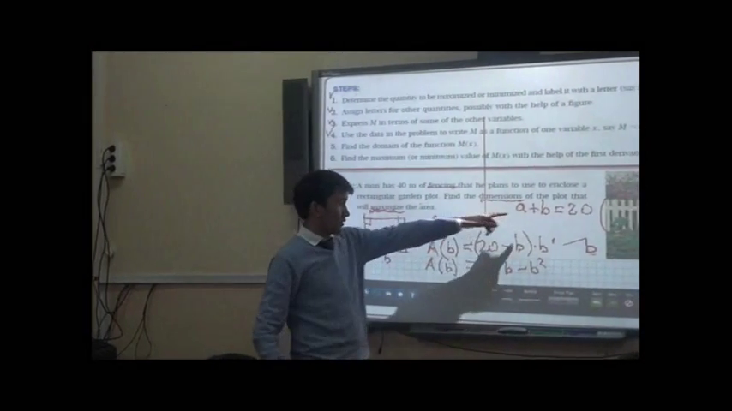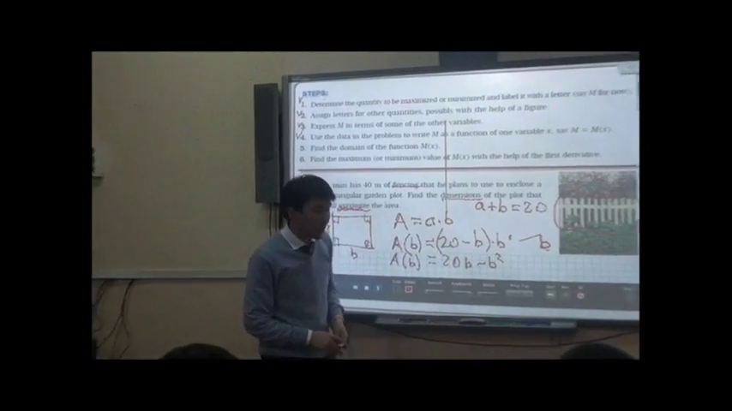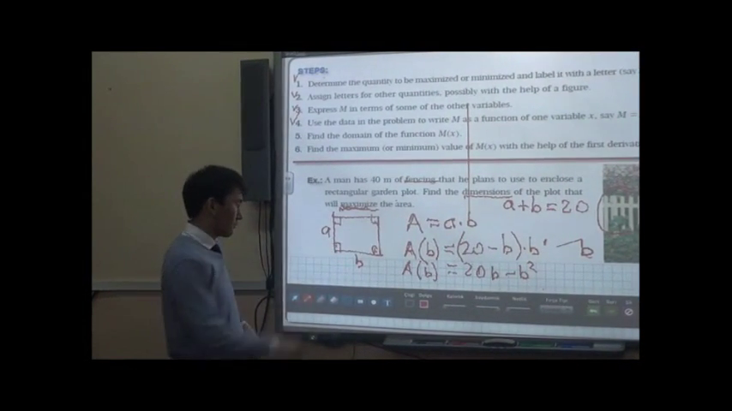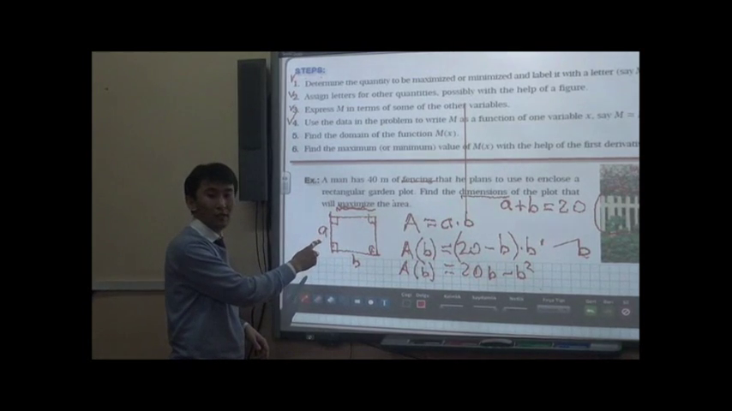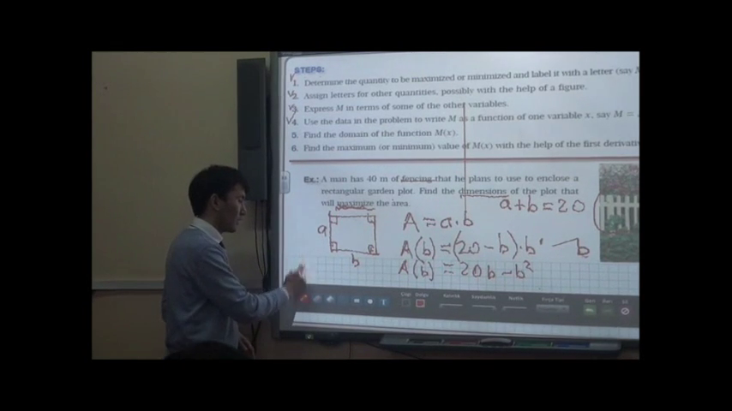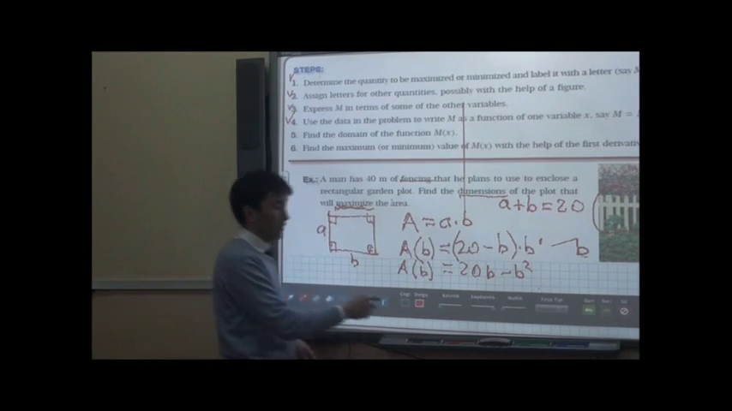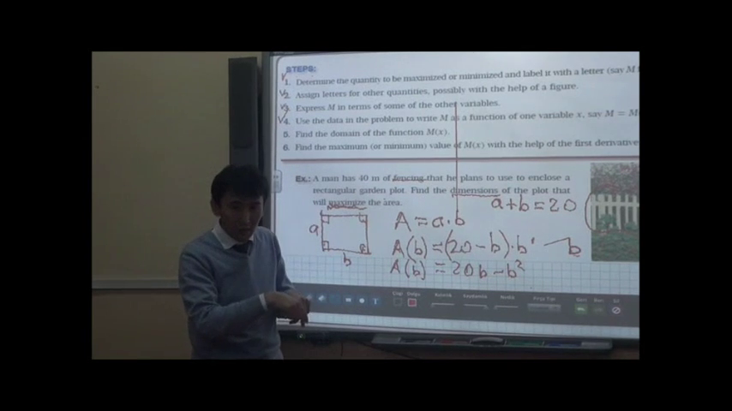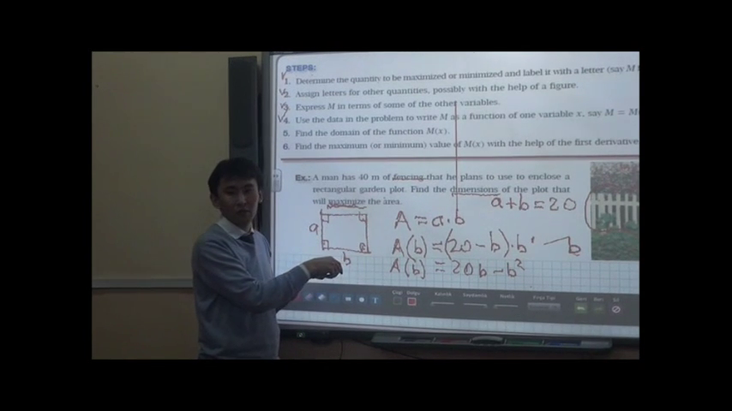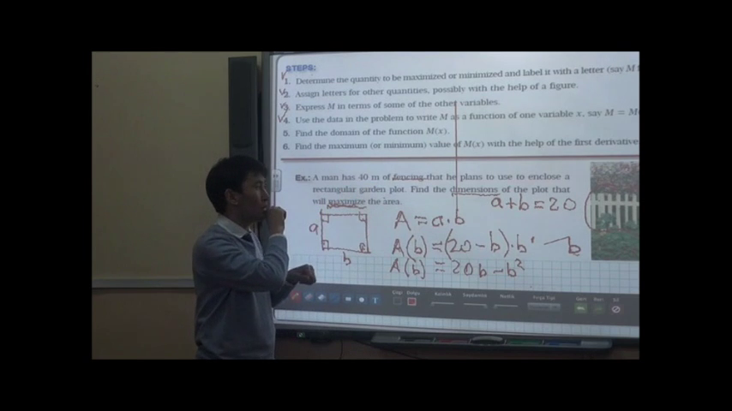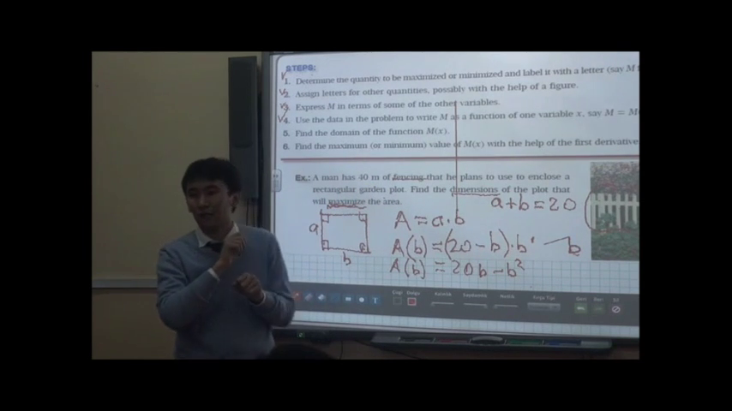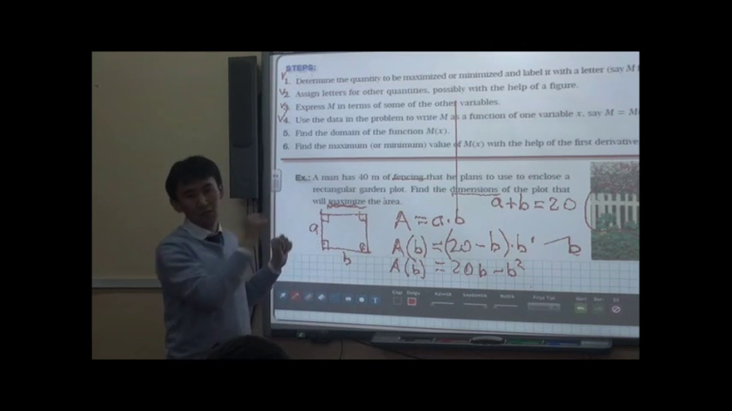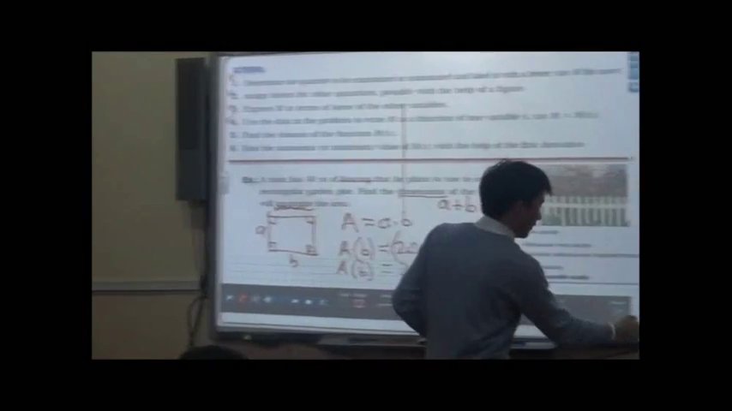Okay, if B is 10, then A is what? It's also 10, yeah? That means B must be equal to A. Both of them are equal to 10. If our rectangle is a square, then it will have the maximum area. We will say that to the man: if you want to maximize your garden, you have to make it in square shape. Okay, guys, now let's continue.